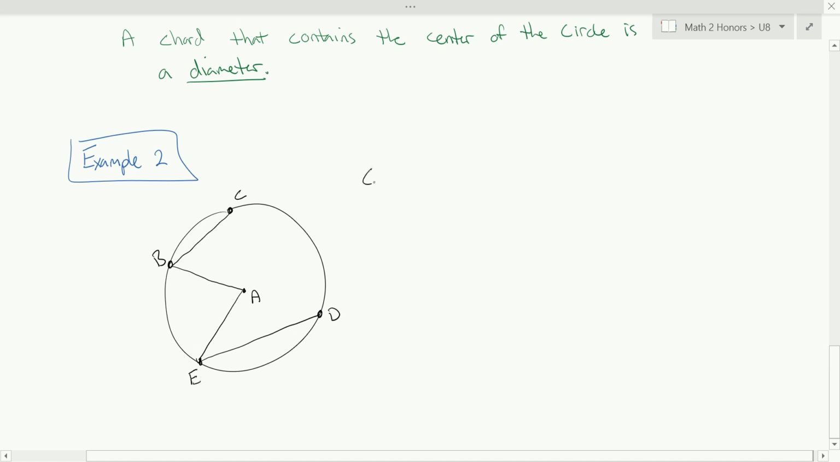So first of all, this is circle A, telling you that the center is A. The measure of angle BAE is 100 degrees. The measure of CD, the arc, is 120 degrees. The measure of arc ED is 2x squared plus 5x plus 73 degrees. And I want you to solve for x.